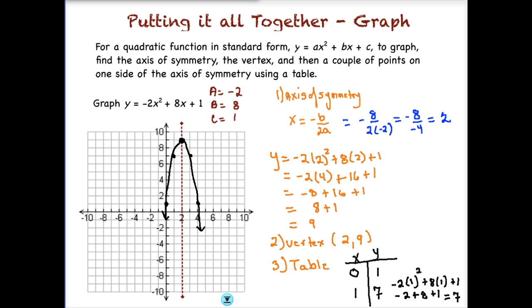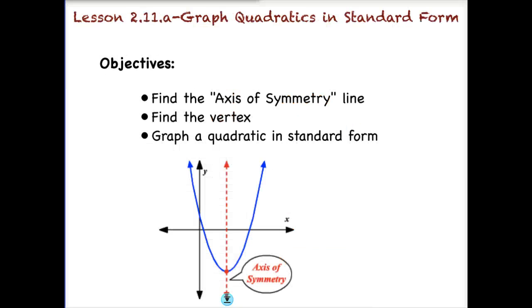All right, and that concludes our lesson on 2.11a, graphing quadratics in standard form. So let's go ahead and look at what you learned today. You learned how to find the axis of symmetry line using -b divided by 2a. You learned how to find the vertex in standard form by taking that x value and plugging it back into the equation to find y. And then you learned how to graph a quadratic in standard form by plotting the vertex, the axis of symmetry line, and then making a table of values in order to plot a couple of points on one side.